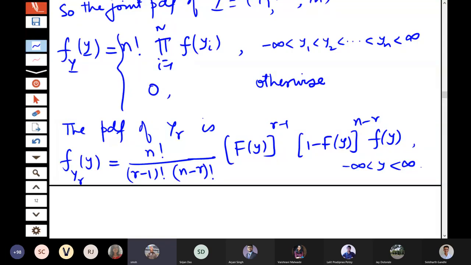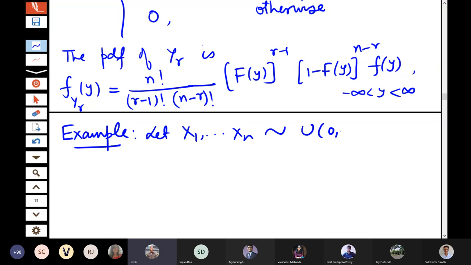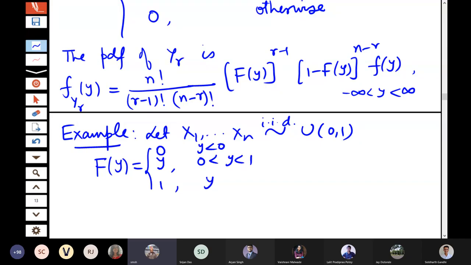Just one example I will give you here. Let us consider, say, let x1, x2, ..., xn follow uniform (0, 1). If they follow uniform (0, 1), then what is F of y? That is y for 0 less than y less than 1. Of course, it is 0 for y less than 0 and it is 1 for y greater than 1.